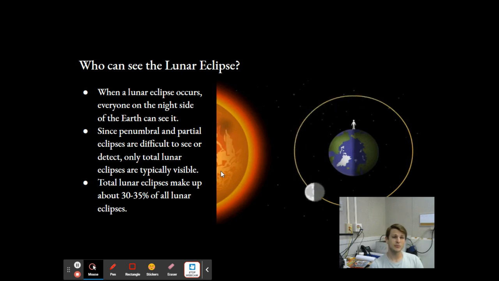Those penumbral and partial lunar eclipses, they're really rare to see. They're difficult to detect. And most of the time you can't see them with the naked eye. So the only ones that we really ever see is the total lunar eclipse. Sometimes we'll see the other ones, but typically that 30 to 35% of the lunar eclipses are the total lunar eclipses, and those are the ones that you typically see pictures of or you see posted up on the internet, or they announce in the news, because they know that those are the ones that typically people can see with the naked eye.